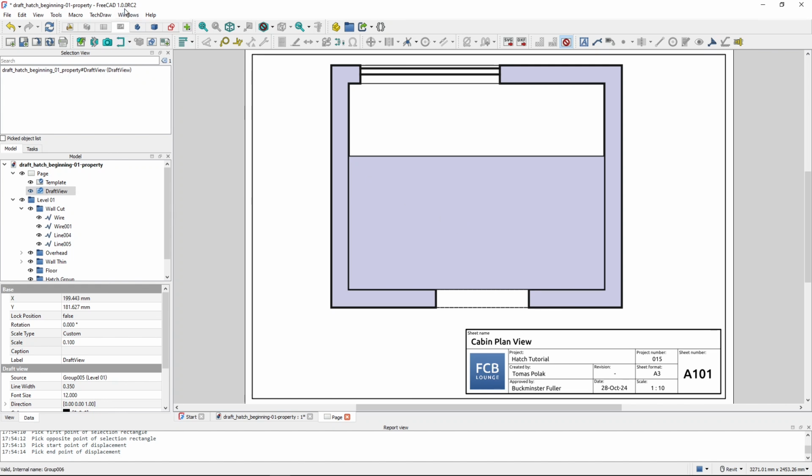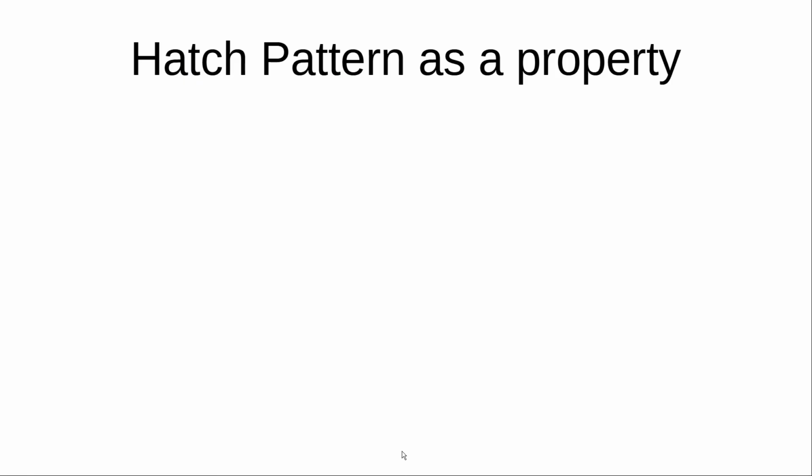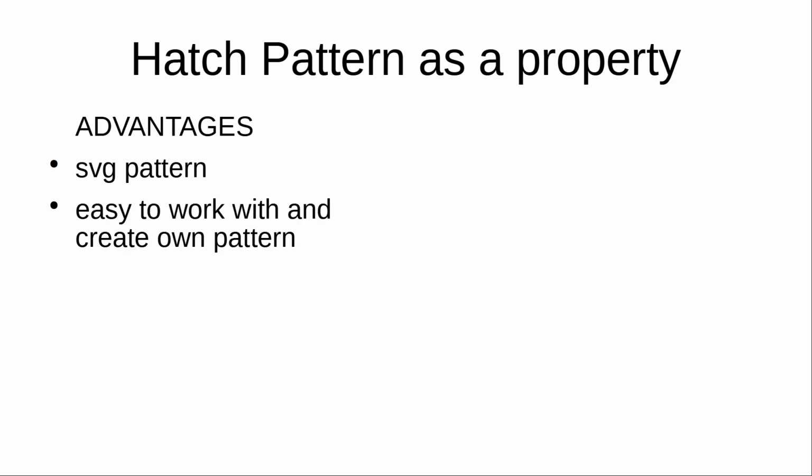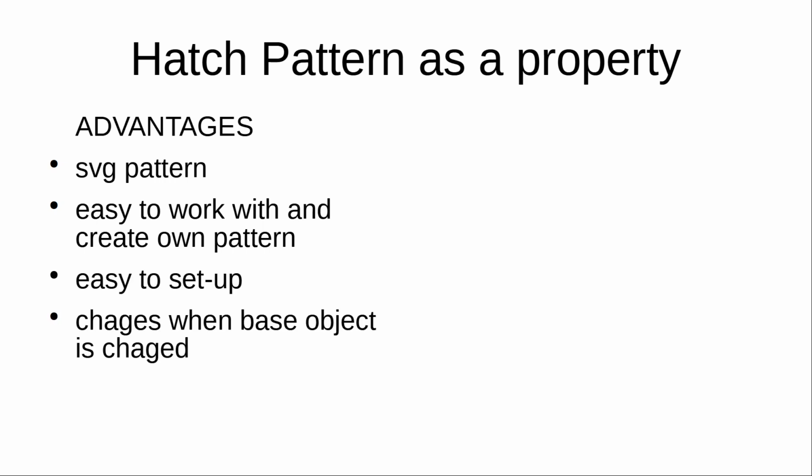This is as of FreeCAD 1.0, so hopefully in the future this functionality will be added. So to sum up, the first option, how to create hatch patterns as a property of objects, the advantages are: it's an SVG pattern, so it's quite flexible and easy to work with, and you can also easily create your own pattern through an SVG file. It's very easy to set up, and the hatch pattern changes when the base object is changed. You don't have to do any other steps.